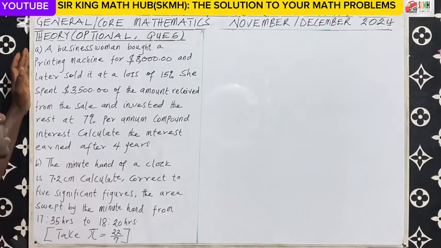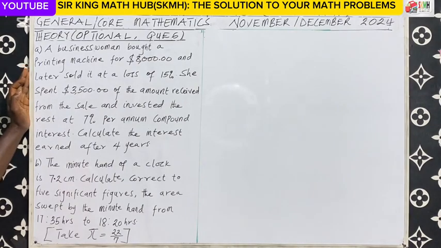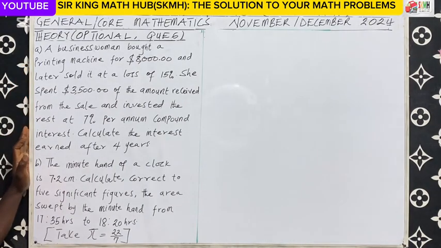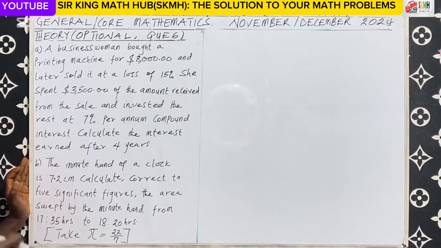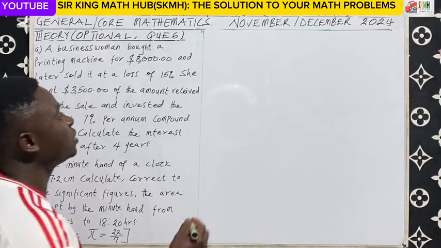Let's quickly begin with the A part. A businesswoman bought a printing machine for $8,000 and later sold it at a loss of 15%. She spent $3,500 of the amount received from the sale and invested the rest at 7% per annum compound interest. We are to calculate the interest earned after 4 years. So this is a very nice question. See that it's a combination of profit and loss as well as compound interest. So let's begin with the solution.